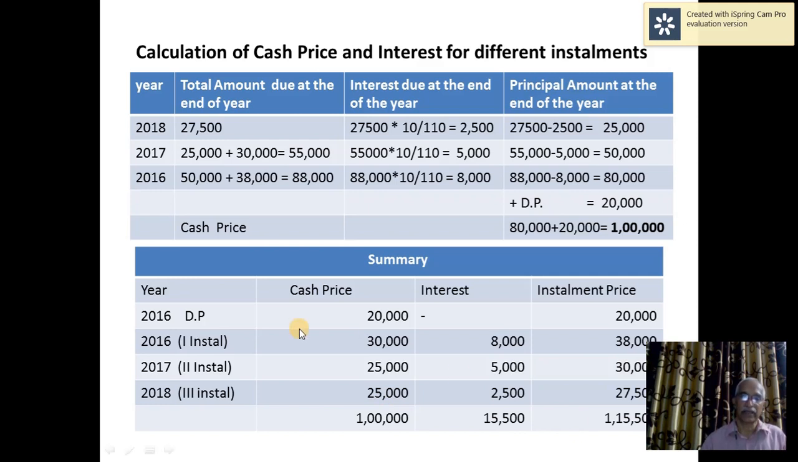So the total cash price is 1 lakh. Then the total installment purchase price is 1,15,500, and the total interest is 15,500. So installment price minus cash price is equal to interest. So 15,500 is the total interest. How is it paid? First year 8,000, second year 5,000, third year 2,500.